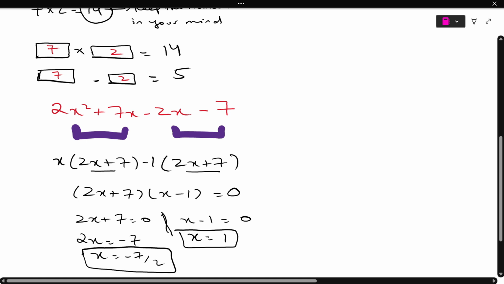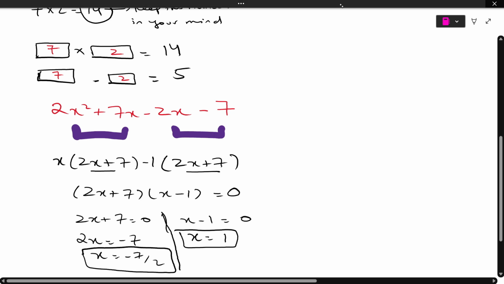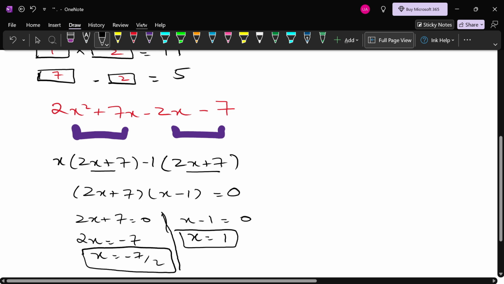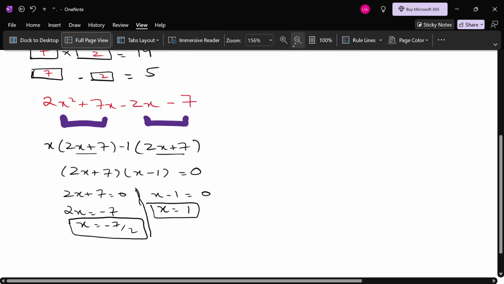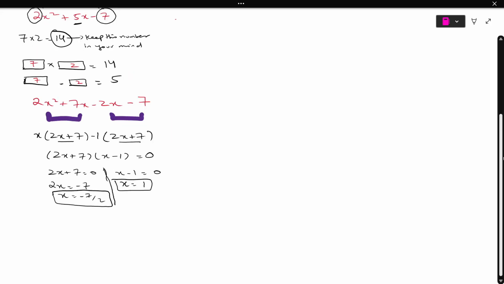Yes. Okay, so you see I have two values, x is equal to minus 7 over 2 and x is equal to 1. Any problem? No. Okay, so minus 7 divided by 2, if you write it in decimal, that's gonna be minus 3.5.